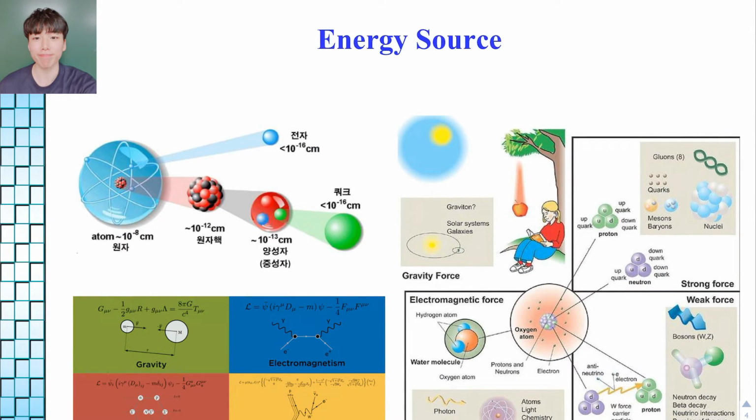This is the energy source. An atom is made up of an atomic nucleus, protons, and electrons and quarks. And these are the forces: gravity, electromagnetism, strong, weak. The order of power is first strong, second electromagnetism, third weak, fourth gravity.